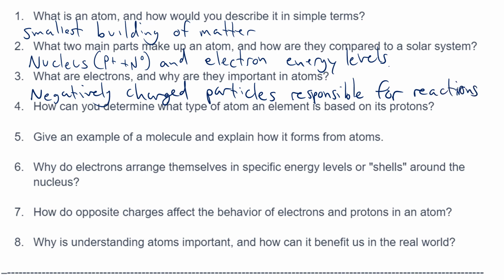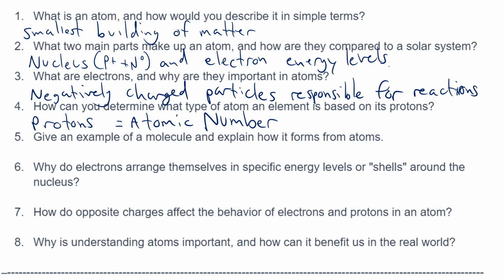Reactions, there we go. All right, now how can you determine what type of atom an element is based on? Because the protons always equal the atomic number. So in order to identify an atom, you really can't use the electrons or the neutrons because, like we've already shown you, those can be different. Those can be out of whack. But the protons will always equal the atomic number.